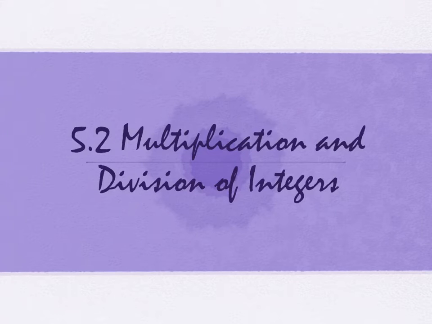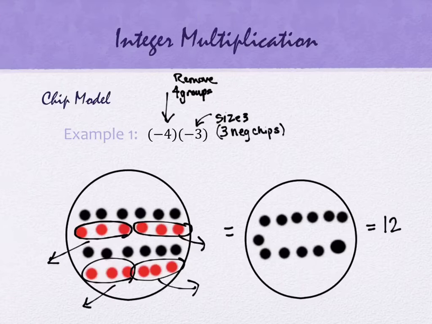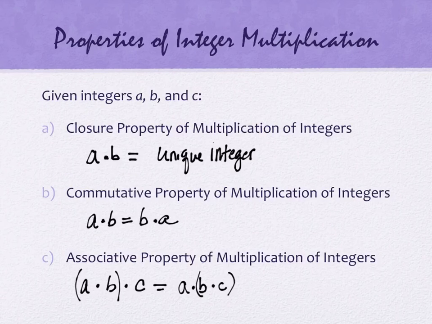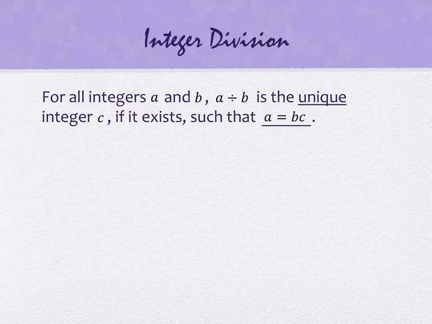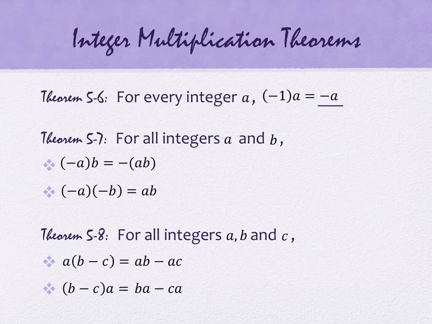All right, last time we started our last section, 5.2, we took a look at multiplication of integers and some properties, some models. And today we're going to continue that with division. I think, did we do this one right here last time?